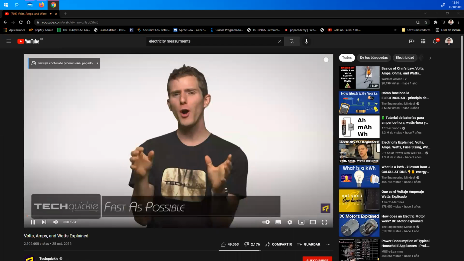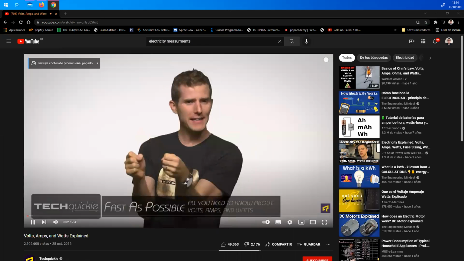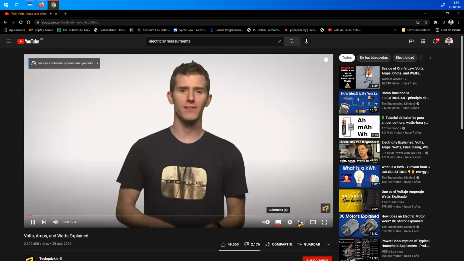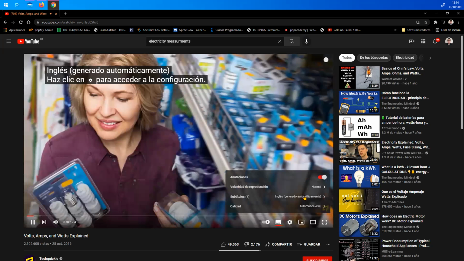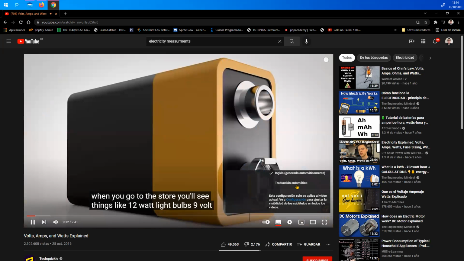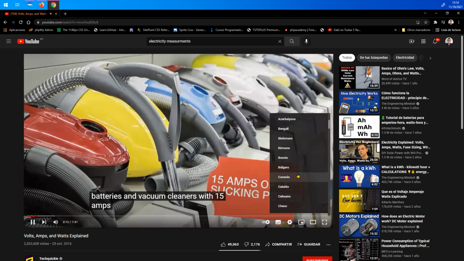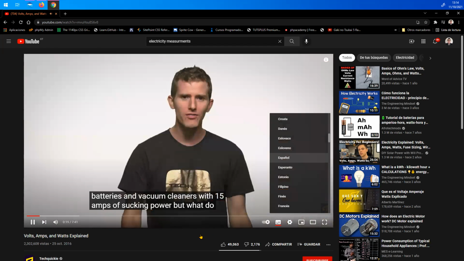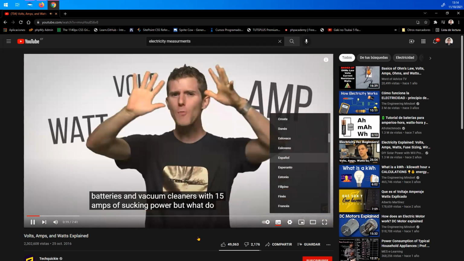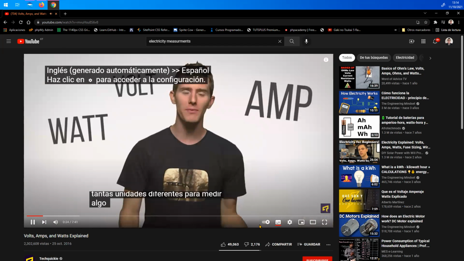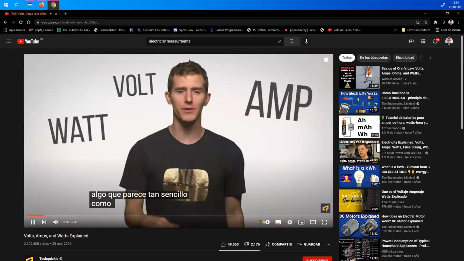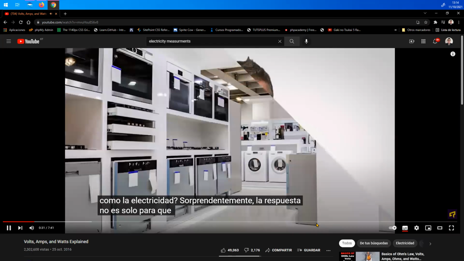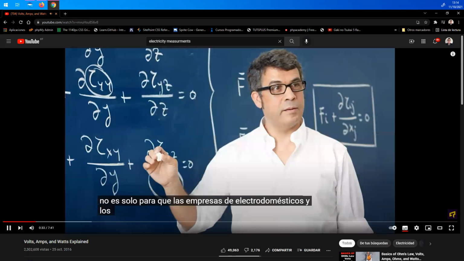So when you get your home energy bill, it lists the usage in kilowatt hours. But when you go to the store, you'll see things like 12-watt light bulbs, 9-volt batteries, and vacuum cleaners with 15 amps of sucking power. But what do these numbers even mean? I mean, why do we have so many different units to measure something that seems as straightforward as electricity? Surprisingly, the answer isn't just so appliance companies and physics professors can confuse you.